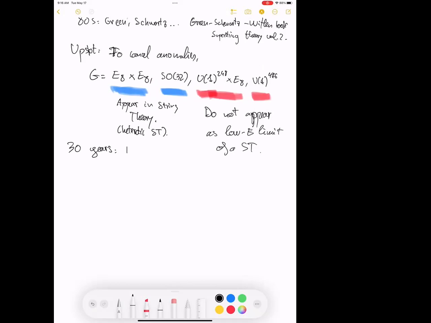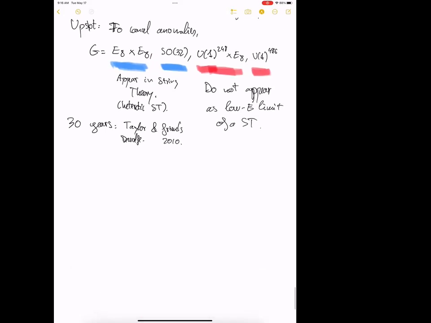by Taylor and collaborators, I think it's Wolf, Taylor, and a third author I'm forgetting, from 2010, where they give an argument why these two possibilities have to be inconsistent. But what I want to tell you is how to.